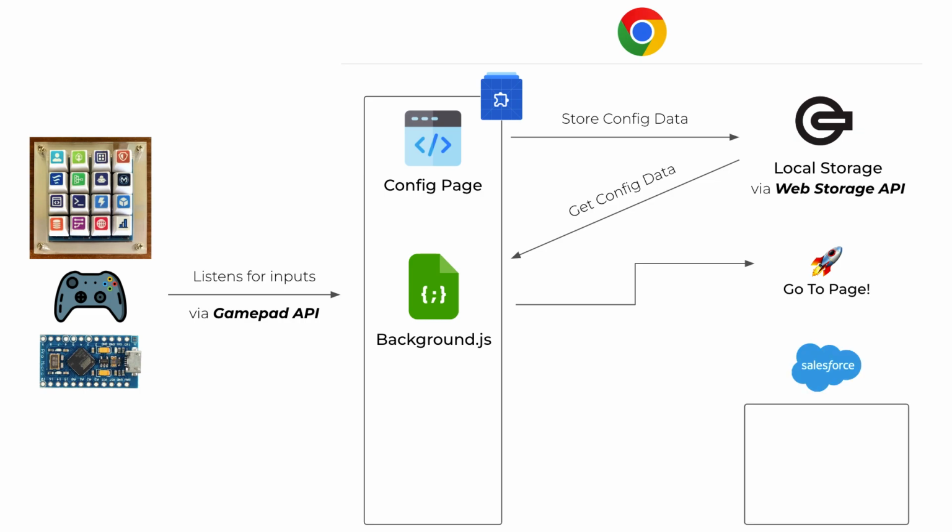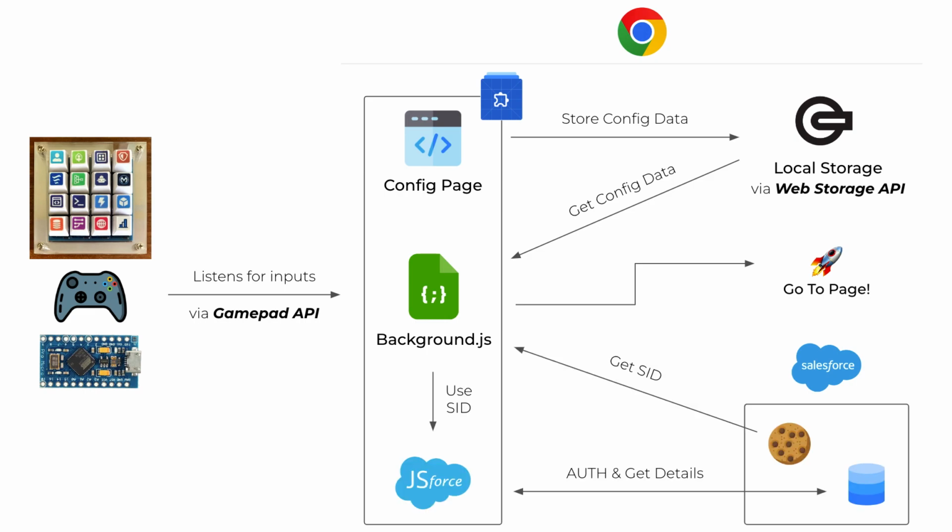To access the Salesforce data like the current user ID or the details of the latest Code Builder workspace, I'm grabbing the session ID from cookies and using JSForce to authenticate into the org. And that is how the Lightning navigation keyboard works.